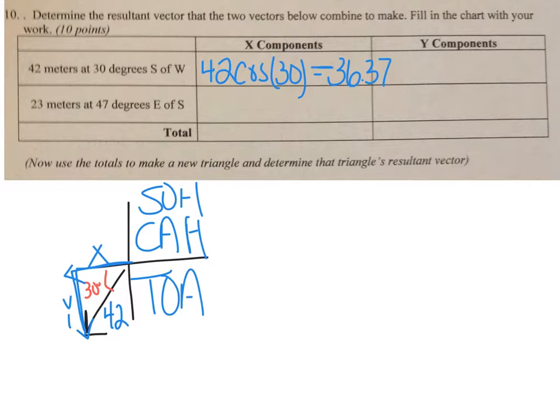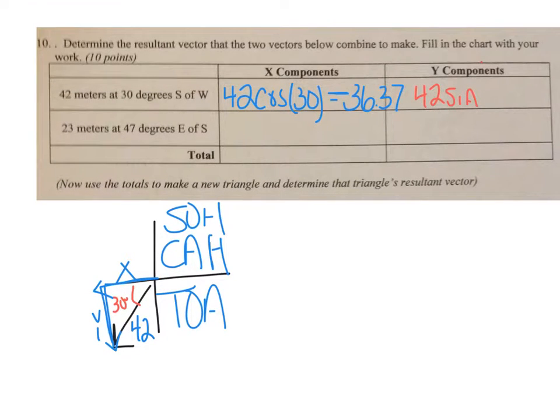All right. For our y component, it is opposite, so it's going to be 42 sine 30. And then when you type that in your calculator, you're going to get 21. And since this is going to the south, right here, we're also going to have a negative in front of that. So that is a negative with your equals above the equal sign. All right. So we have a negative 36.37 and a negative 21 for those.